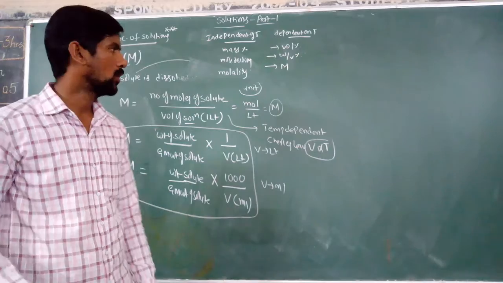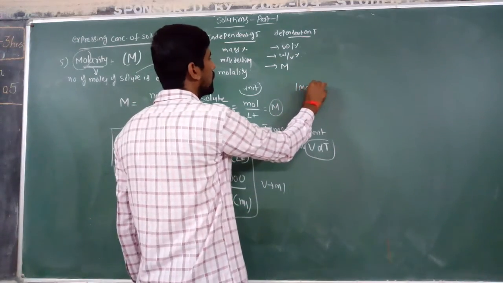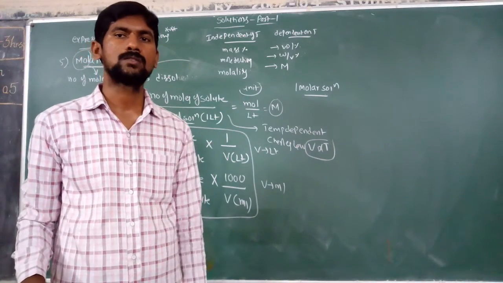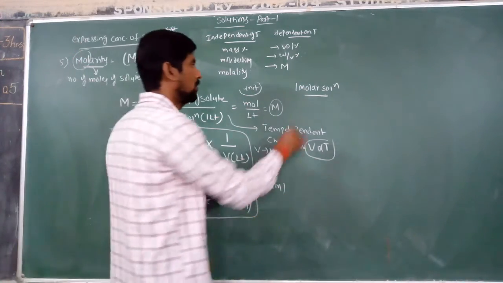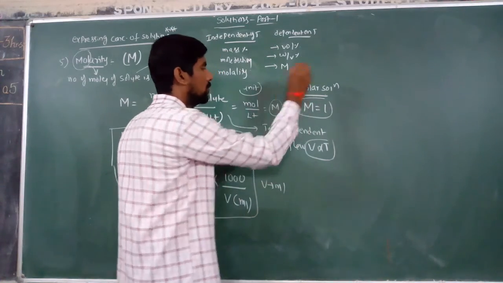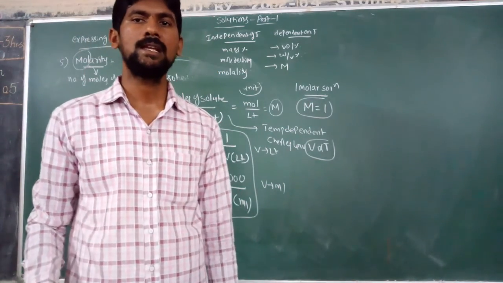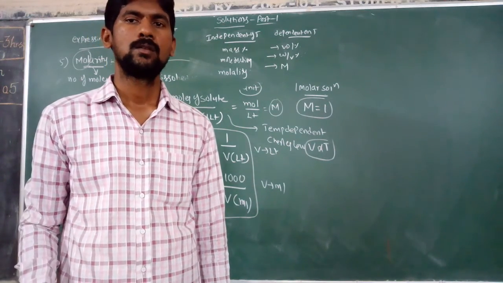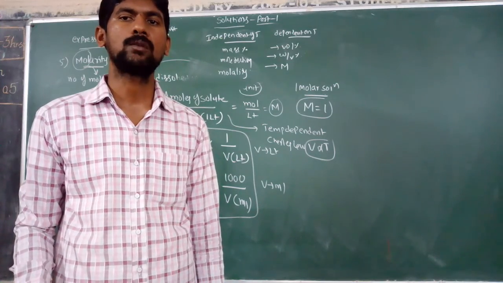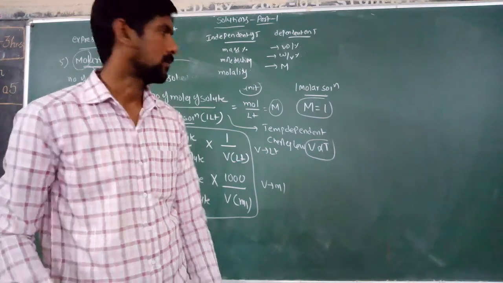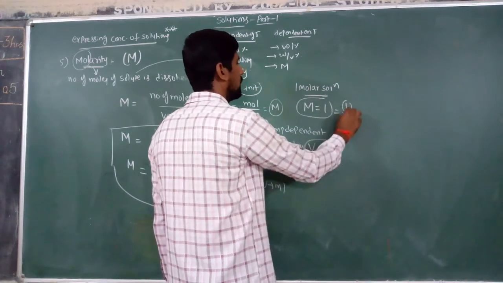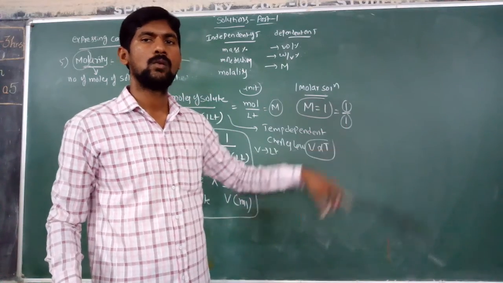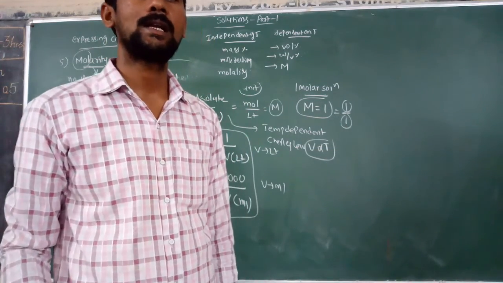What is the meaning of 1 molar solution? 1 molar solution means molarity is 1. Molar means molarity. So 1 molar solution means 1 mole of solute is dissolved in 1 liter volume of solution. If the numerator is 1, both numerator and denominator are 1. So the number of moles of solute is 1, and the volume of solution is 1 liter.